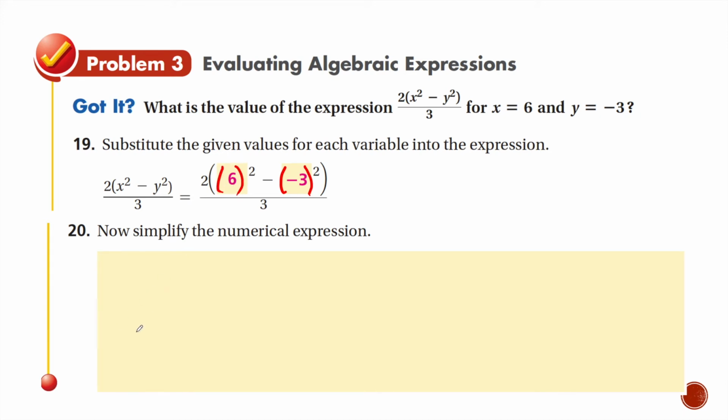And I can kind of show you down here in the reasoning. So in order for us to simplify it, we just have to break it down. So I'm going to rewrite it really quick. So we have 2 times 6 squared minus that 3 squared, or minus the negative 3 squared. And all of that is going to be over 3.